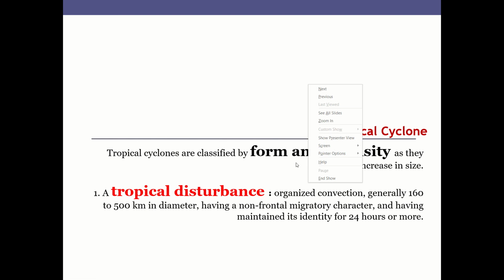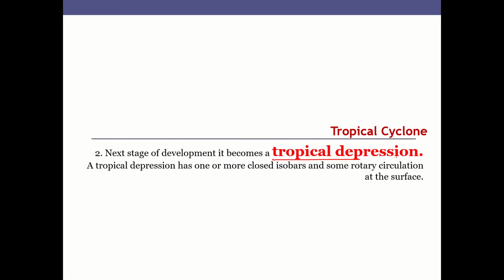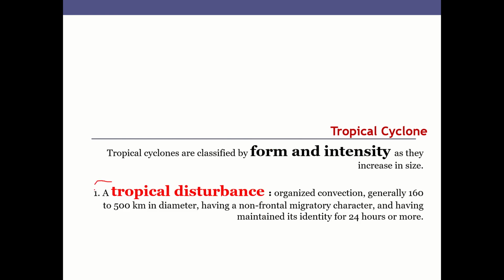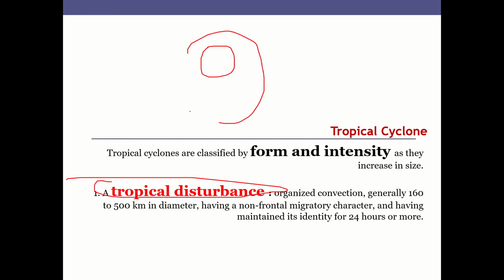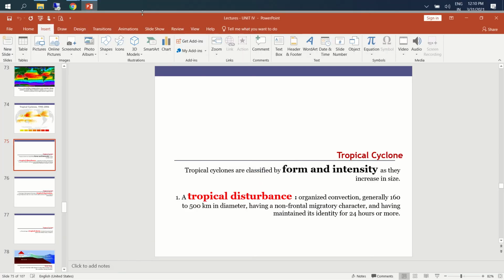And the second one is called tropical depression. This is the next stage after disturbance. A tropical depression has one or more closed isobars and some rotatory circulation. Actually, here in the first case, what happens is we may see some kind of the images that you see here.